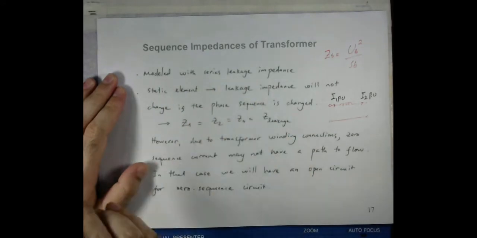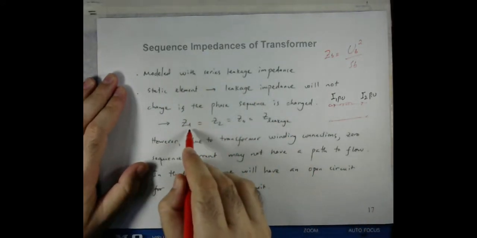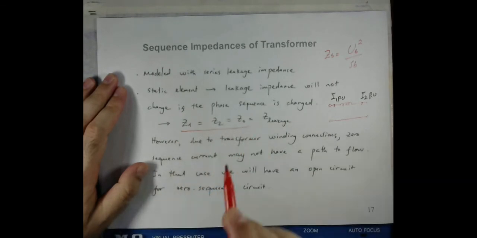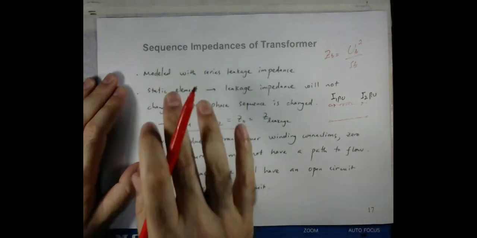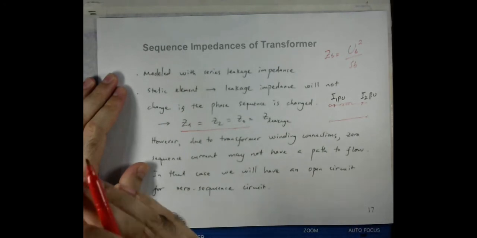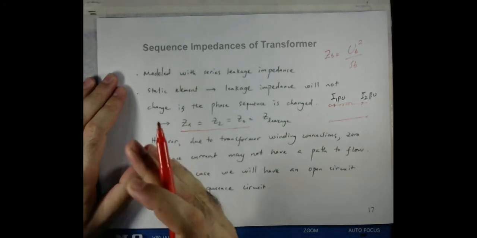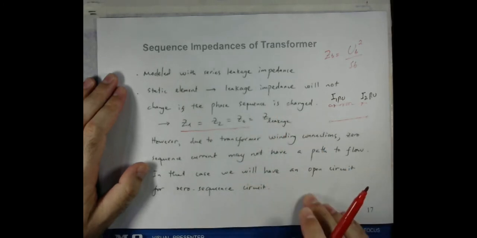So the transformer will be modeled only with the leakage impedance, and it doesn't matter whether it is the positive sequence impedance, the negative sequence impedance, or the zero sequence impedance. The circuitry remains the same. Leakage impedance will not change if the sequence is changed, because these are static elements. So the geometry or the winding arrangement is the same. It doesn't matter whether it's a zero sequence current, positive sequence current or negative sequence current, because we are only considering the leakage impedance.